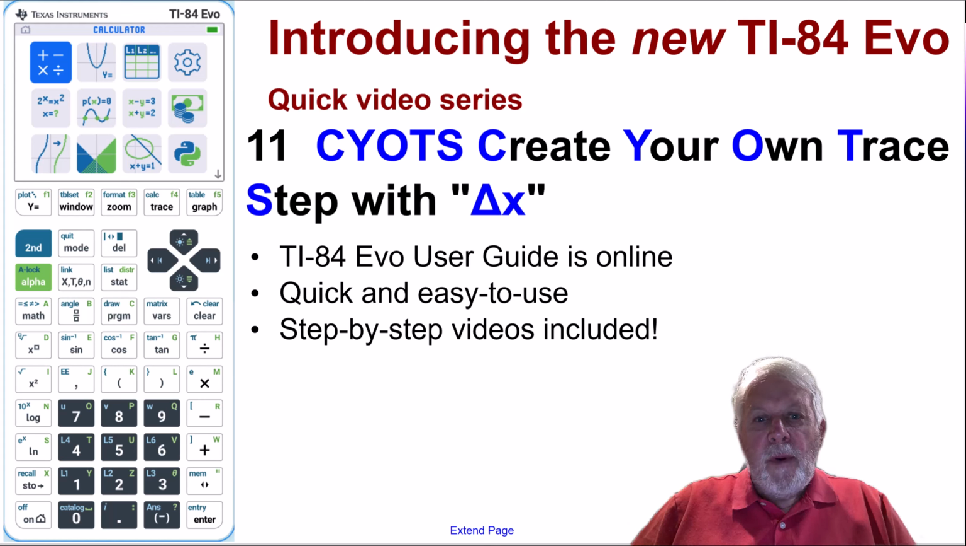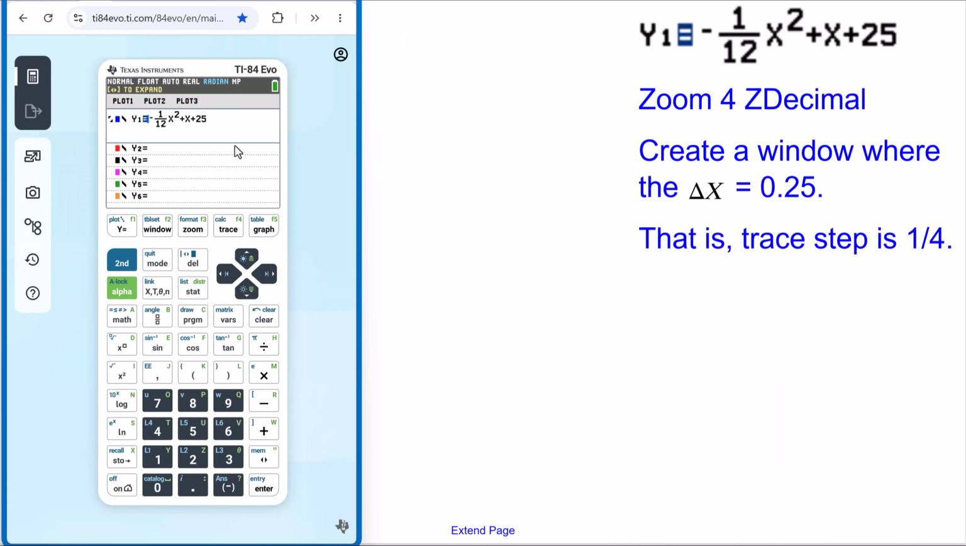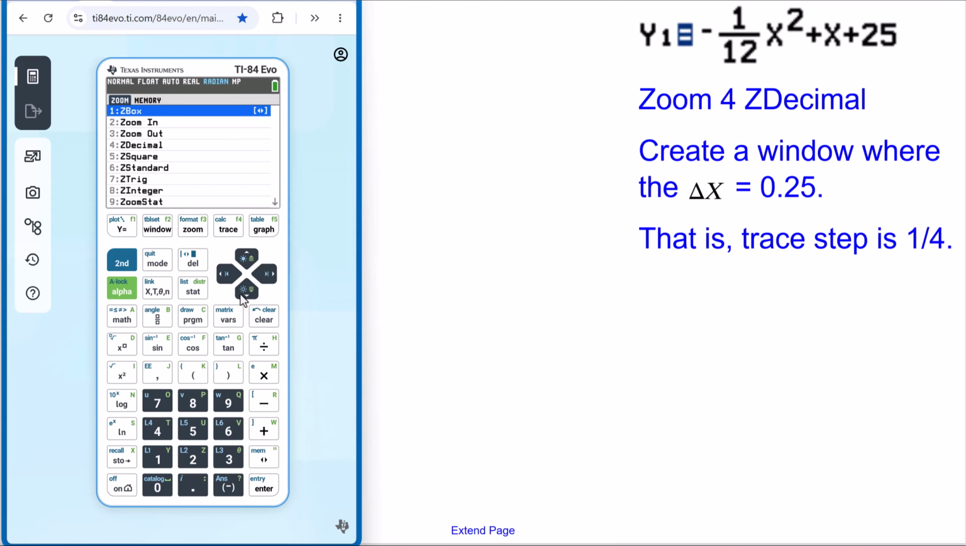The new TI-84 EVO CYOTS: Create Your Own Trace Step with Delta X. We will begin by graphing this equation here in Y1, and we'll use Zoom 4, ZDecimal. And you can see that's not showing me a complete graph.